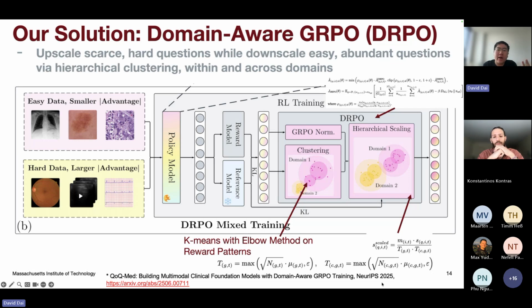And finally, we assign a scaling factor to each cluster and scale the reward based on the two-stage clustering scheme. This way, we essentially upscale the rewards on scarce and hard questions and downscale them on the easy and abundant questions. And this way, we let the model focus more on harder questions in the dataset.